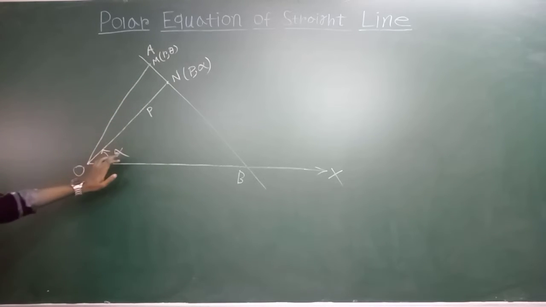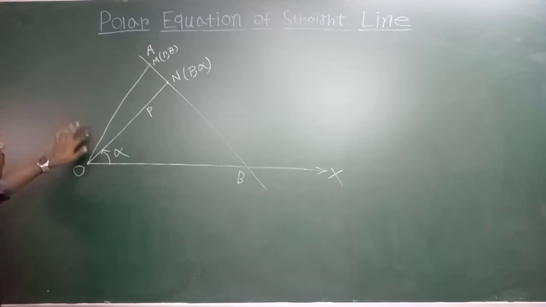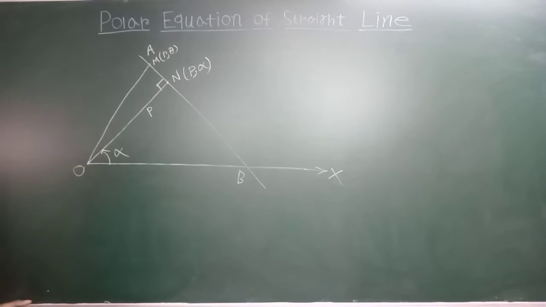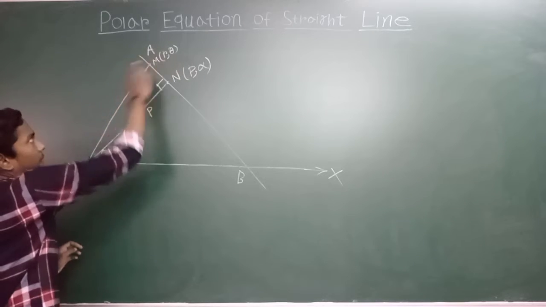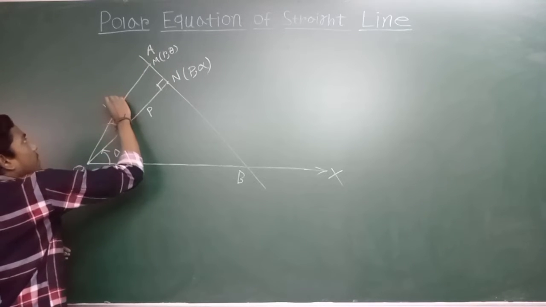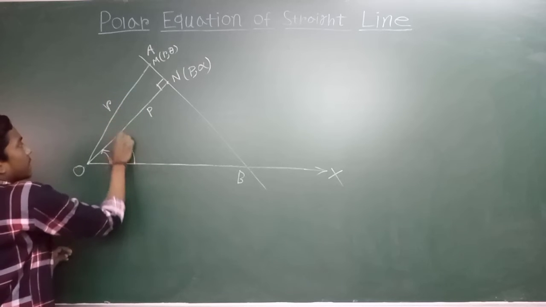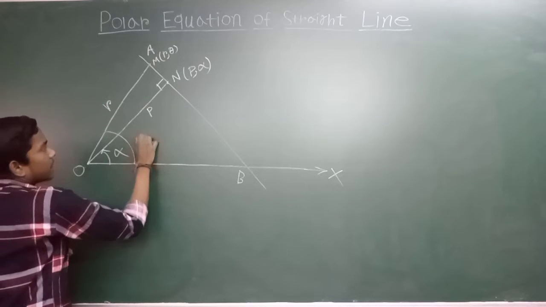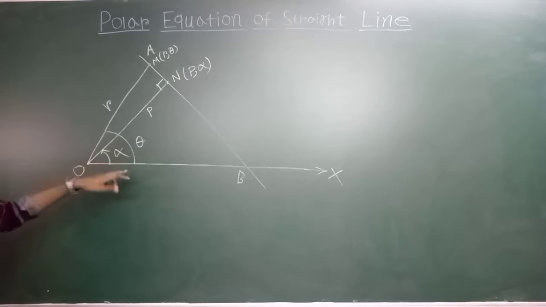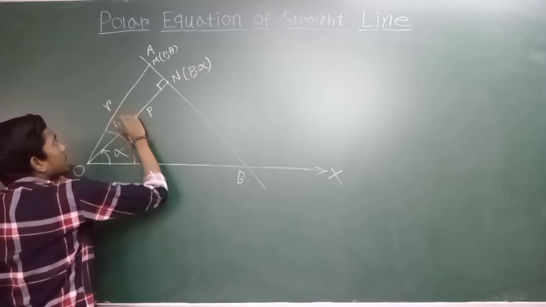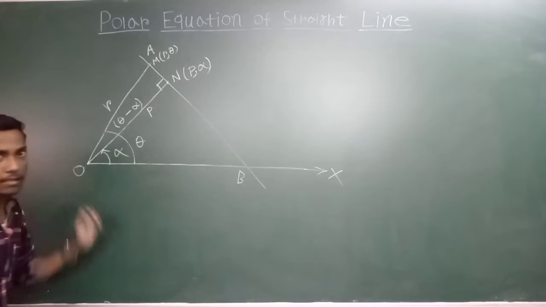Then we can say that this MON is a right angle triangle, obviously, because this angle is 90 degrees. So now by the coordinate of M, this length OM is r units, and this entire angle is theta. Now obviously if this greater angle is theta and this smaller angle is alpha, then we can say this little angle, that is the angle MON, is equal to theta minus alpha, isn't it?